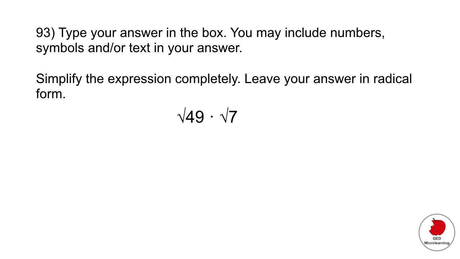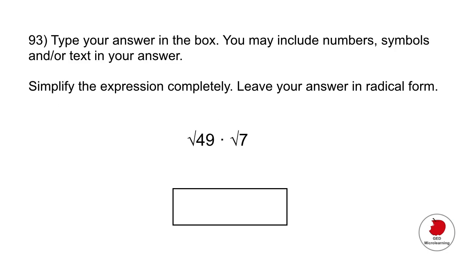Okay, so if we look at 49, what is the square root of 49? What number multiplied by itself gives you 49? Yeah, 7, right? So 7 times 7 gives you 49. So the square root is 7. Okay, and the square root of 7, it doesn't have a square root, so your answer would be 7 multiplied by the square root of 7. Okay, so that is the final answer.